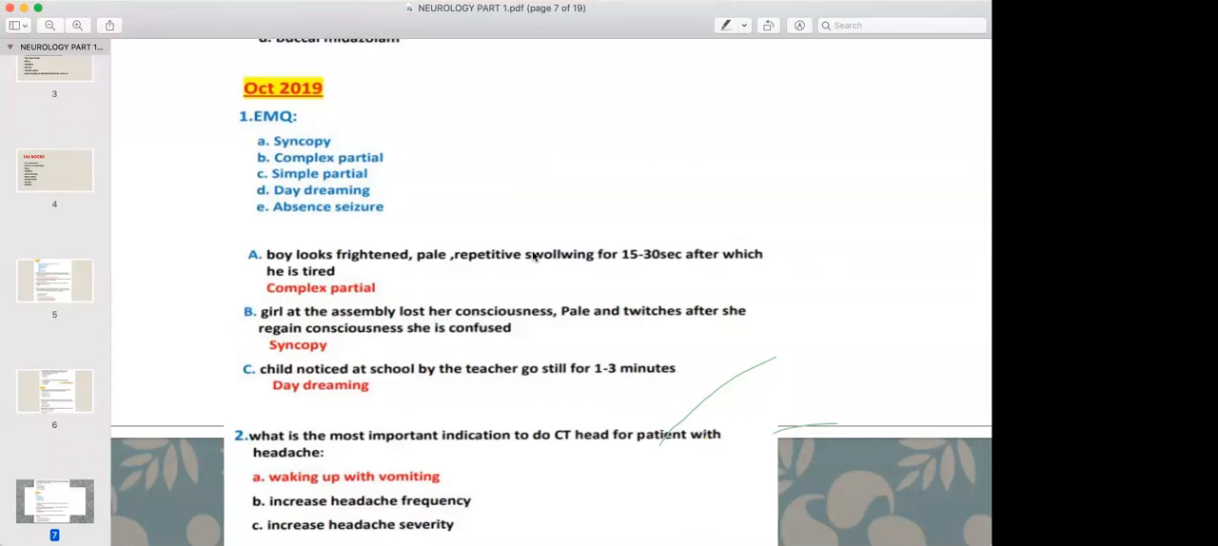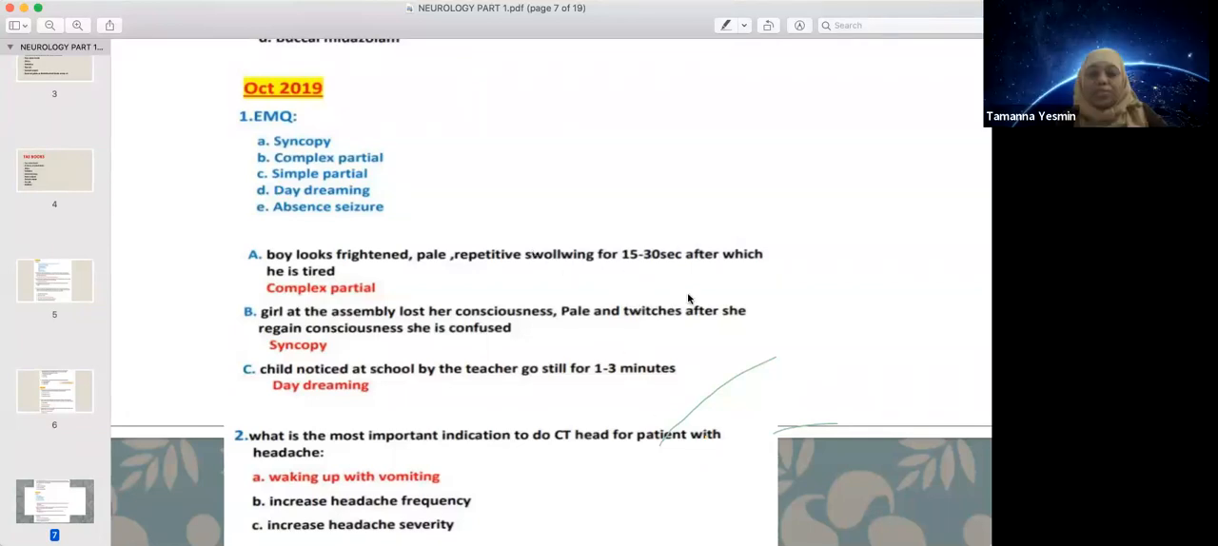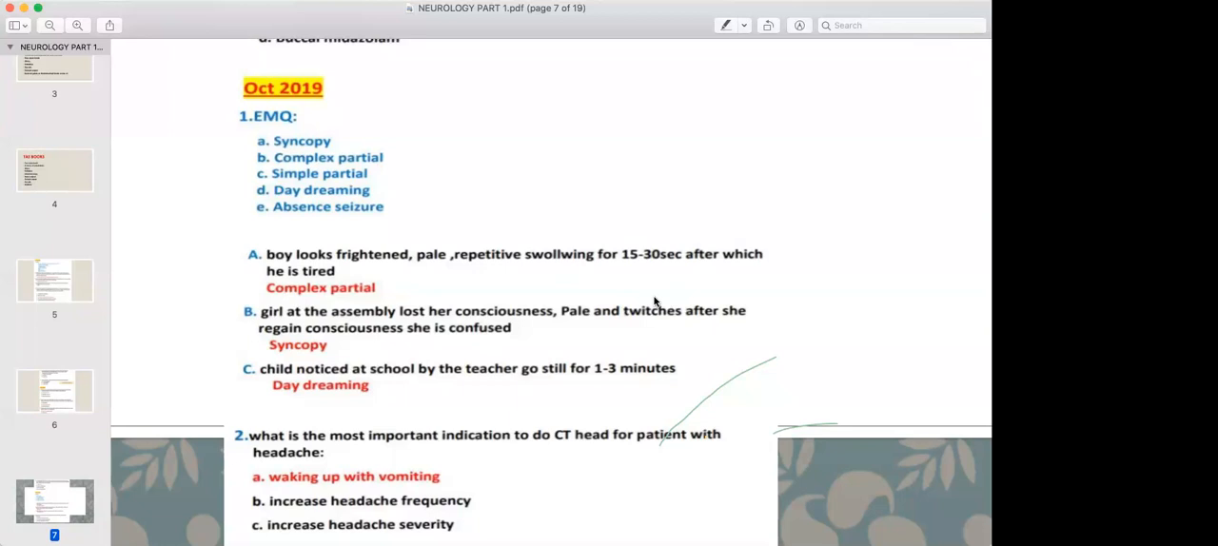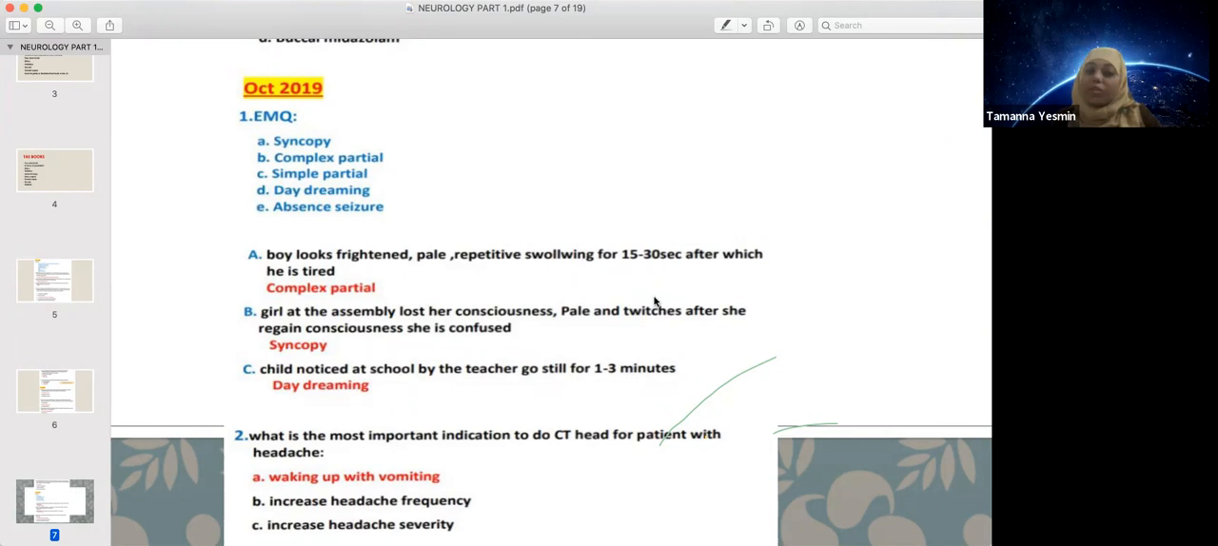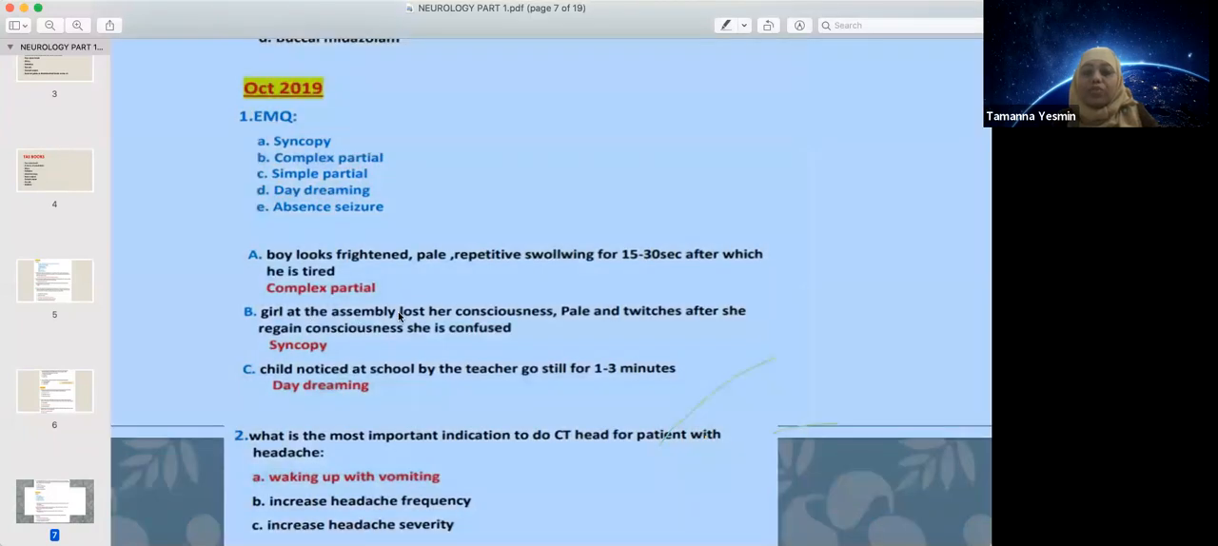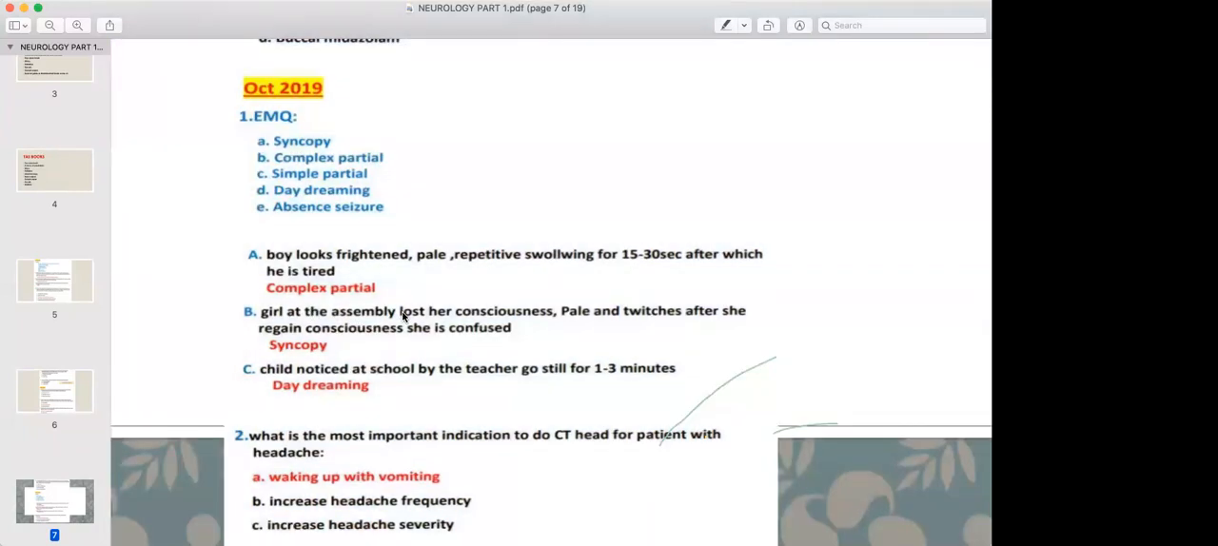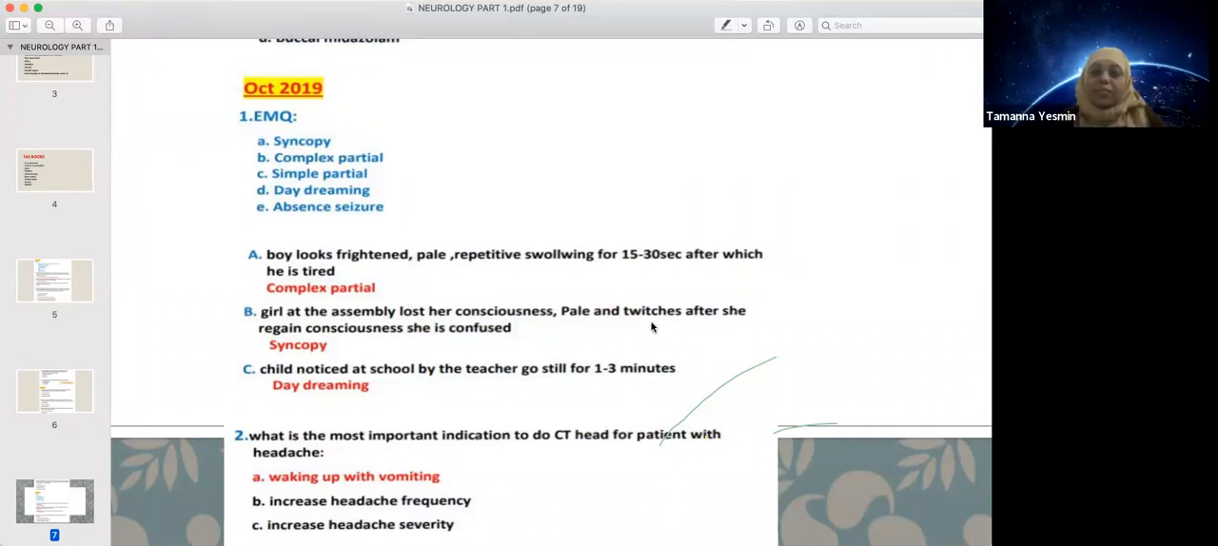Madam, what about twitches in this question? Yes, twitching movement can occur. Even urination, even micturition, is possible in syncope. So prolonged standing and pallor, these two go in favor of syncopal attack. Twitching can be present.